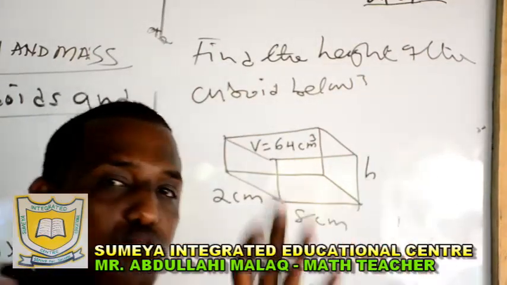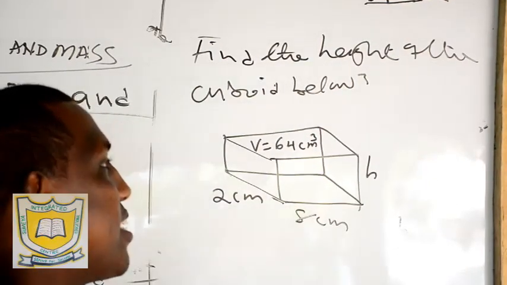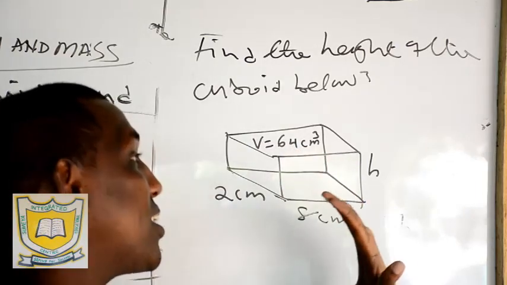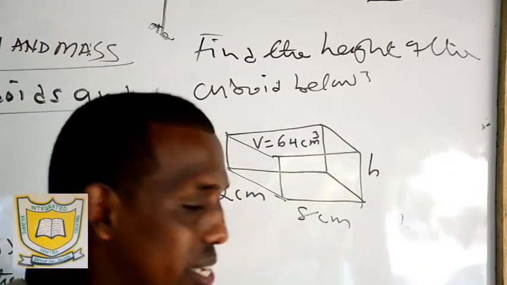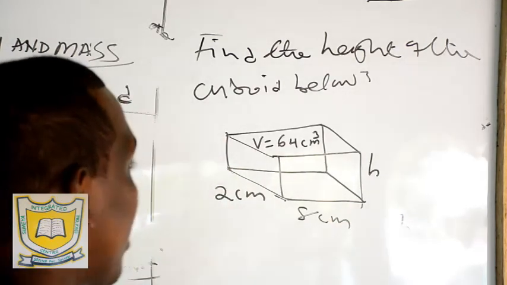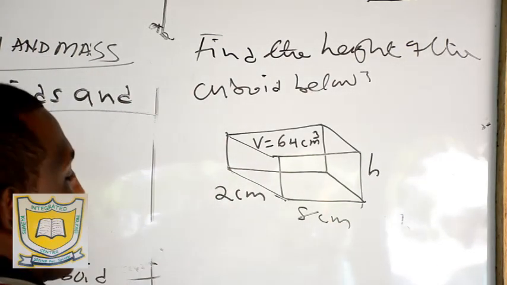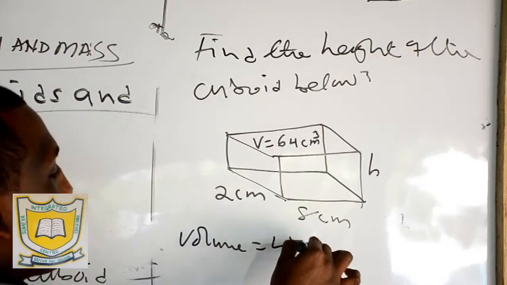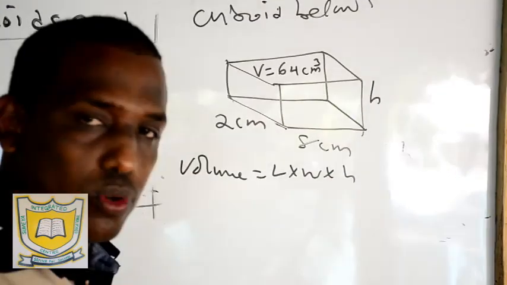You are given the total volume. This teacher had said now he has done the volume and his answer was 64 centimeter cube. So there's a certain height he has used, and he's telling us to find the height that he has used. So let us find the height. Now the formula was volume of cuboid: volume is equal to length times width times height.